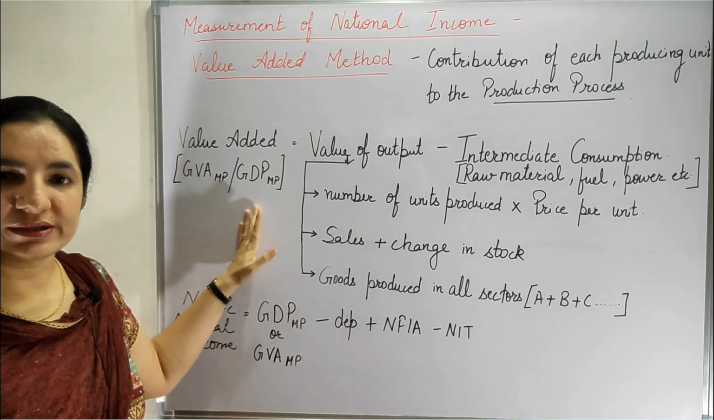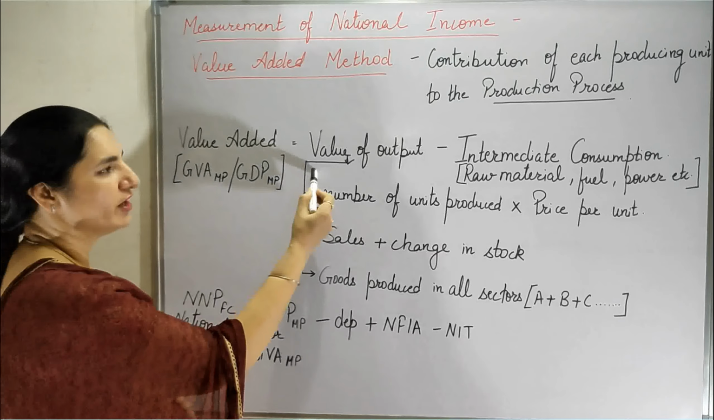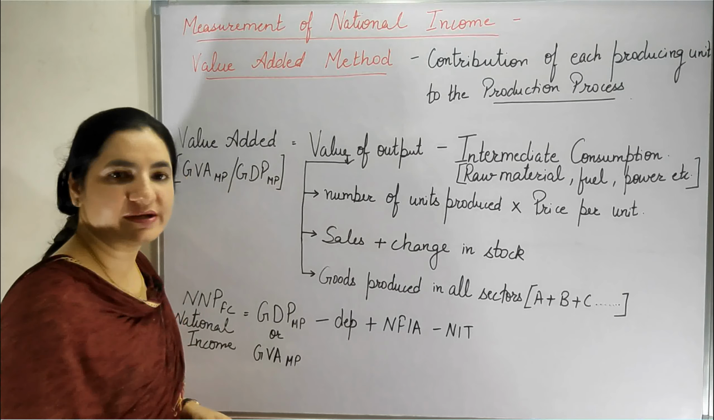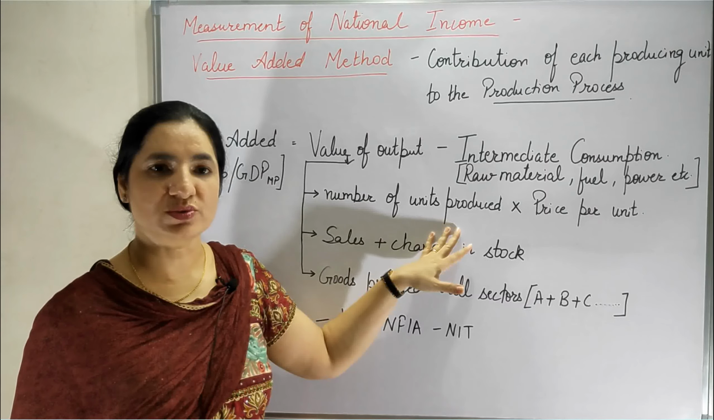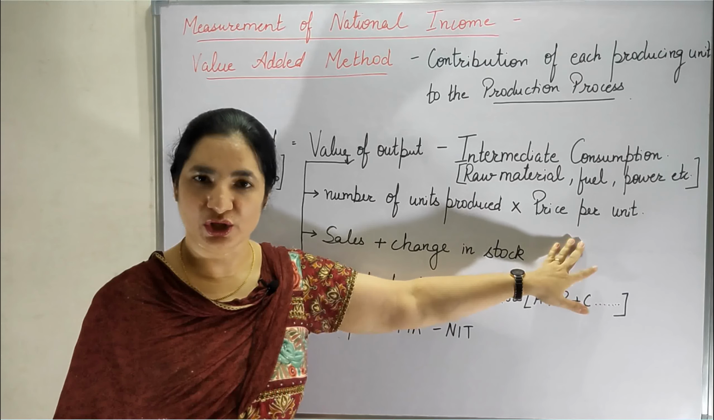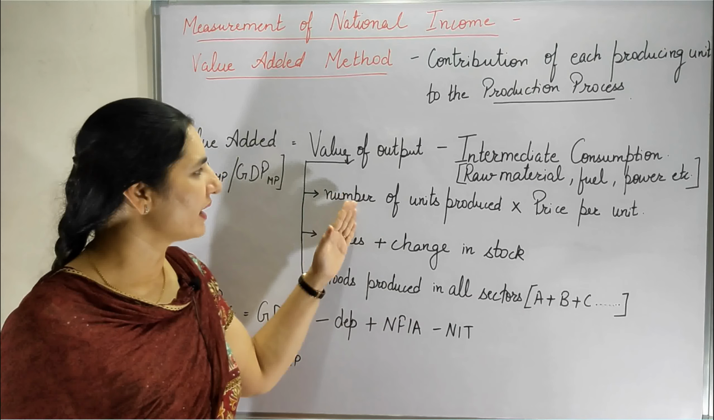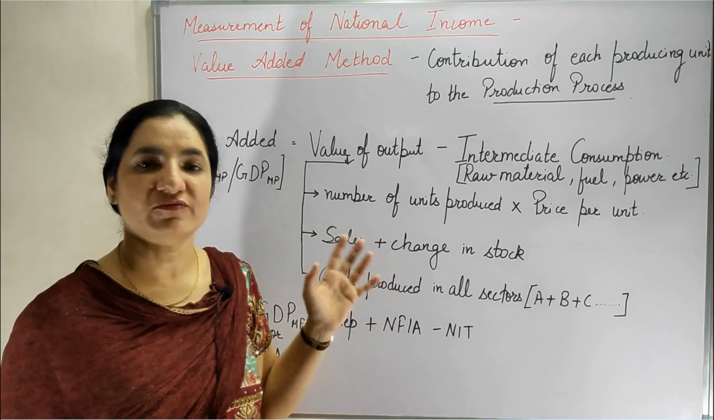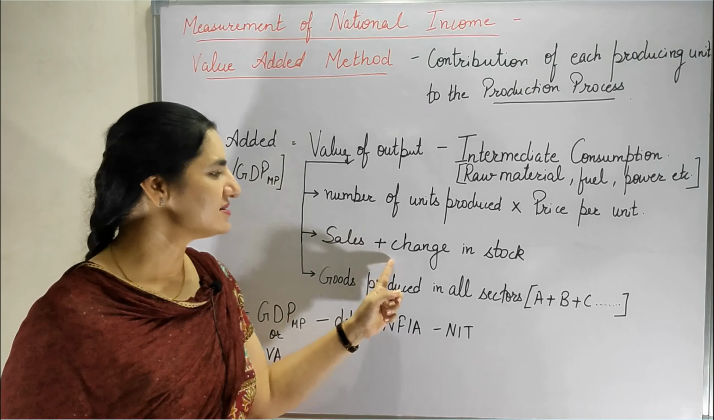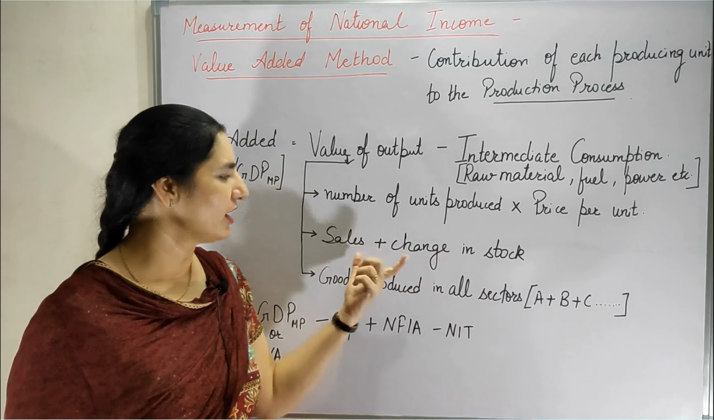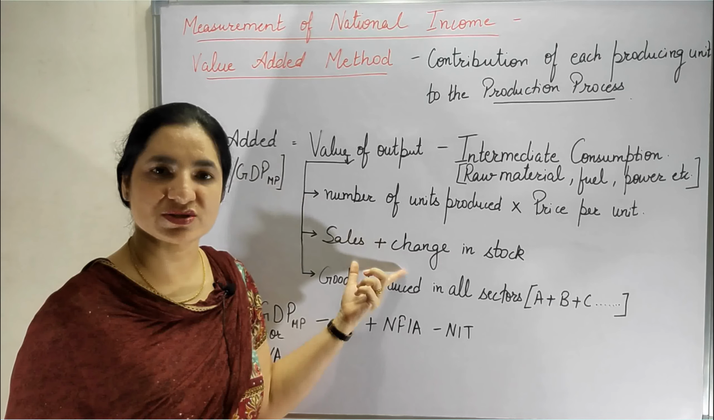The formula to calculate GDP at MP or gross value added at market price through value added method is value of output minus intermediate consumption, where value of output is equal to number of units produced multiplied by price per unit. As per the information available in the question, we have to arrive at the value of output. If the information is given of a different type, that is if total sales is given to you plus change in stock is given to you, then we have to apply this formula and value of output will be calculated based on this.